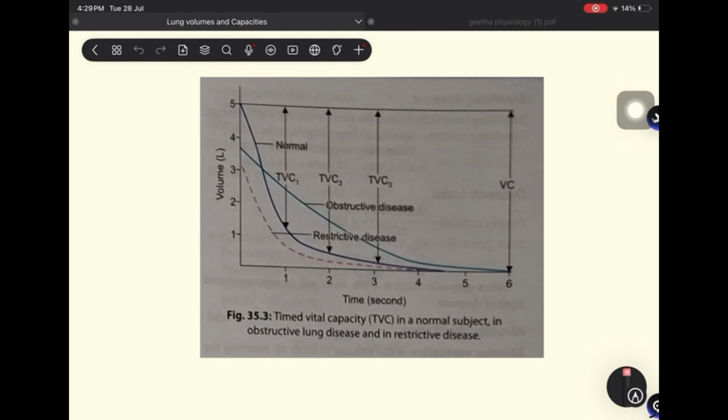But since there wasn't much air to begin with, we are already beginning with a low volume, the total expired volume is small. In this case, we can see that the vital capacity has decreased from 5 liter to 3 liter. Also, the timed vital capacity has been decreased from normal. But both the decreases are proportionate. Hence, FEV1 or TVC1 by FVC ratio remains normal, or in some cases it may increase.